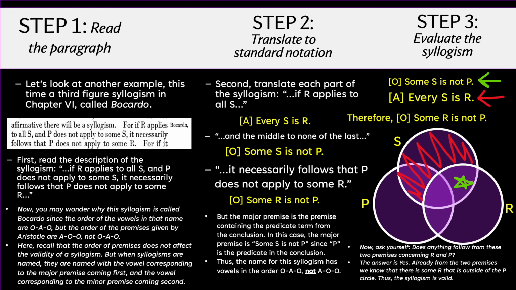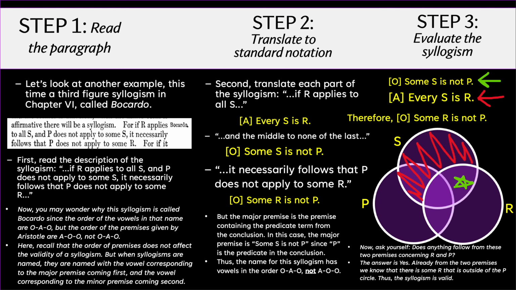The answer is yes. Already from the two premises, we know that there are some R that are outside of the P circle. Thus, the syllogism is valid. So how do we know that there's something in the R circle that's outside the P circle? Well, we know because we have that star which is in the S circle but outside of the P circle. And because all of the S circle is contained in the R circle at this point, since we destroyed the rest of it, that star that we put in the S circle but outside the P circle is also in the R circle.